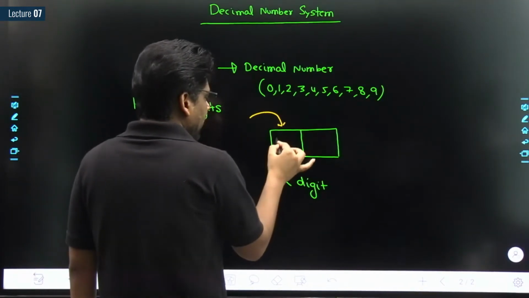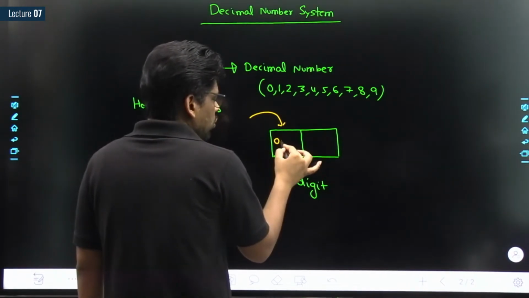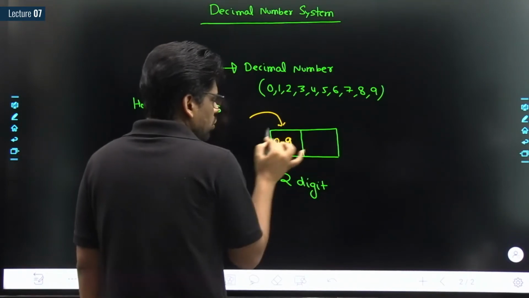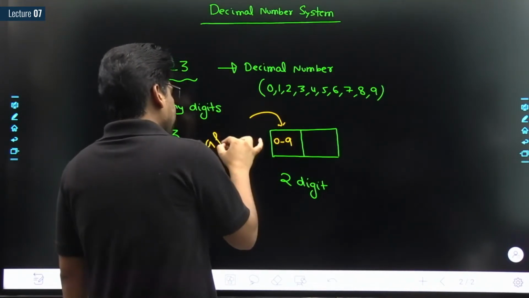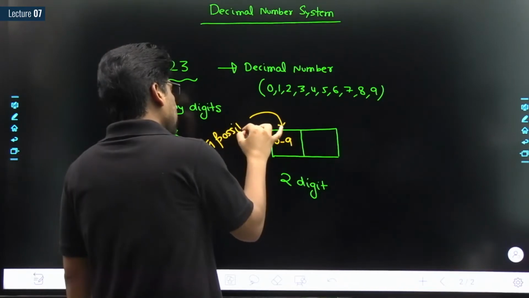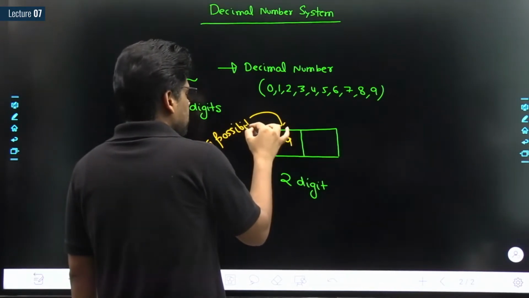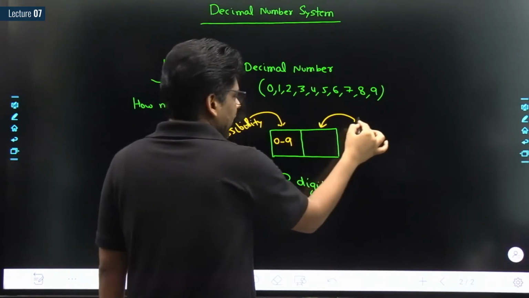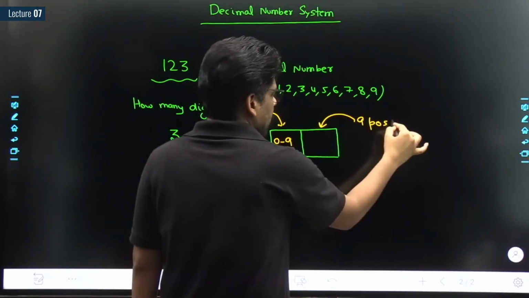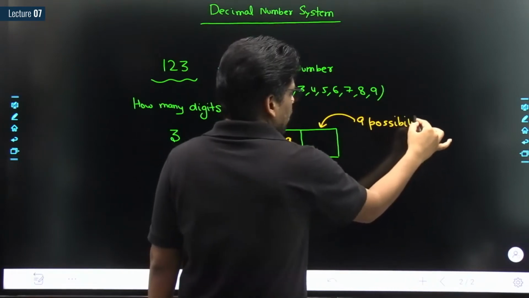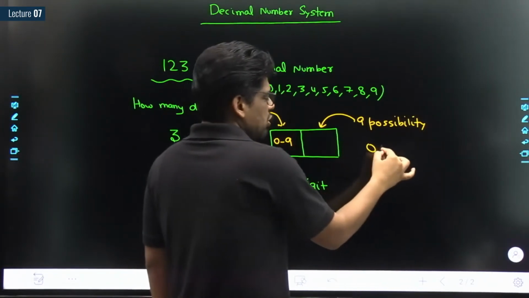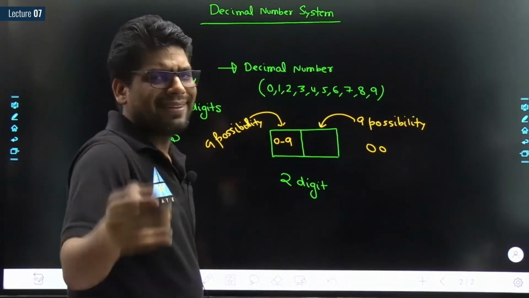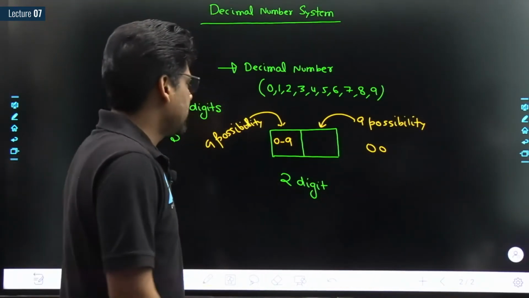Here we could have anything from 0 to 9. That means for the first digit I have 9 possibilities. See, it is a question of permutation and combination. Again, for this we have 9 possibilities. Am I right or not? Don't think, sir, 0 is not a number. Don't worry about that. Just try to understand the permutation and combination.